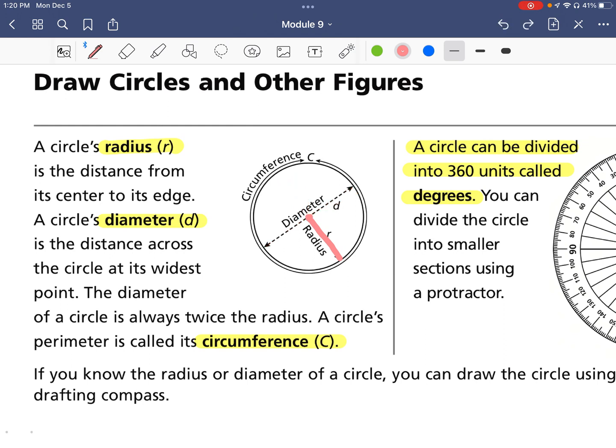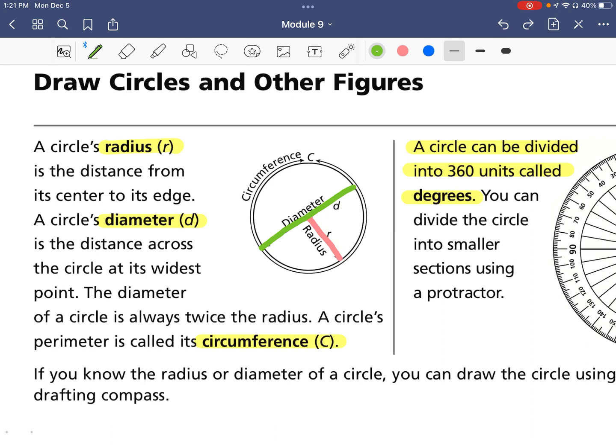And then our diameter is the distance across the circle at its widest point. So for a diameter, it needs to go through the center. That's going to be our way to show that it's the widest point. It could be like that, it could even be right next to it, as long as it goes through the center point. Any of these would be a diameter. Two radii will add up to your diameter, and the diameter of the circle is always twice the radius.